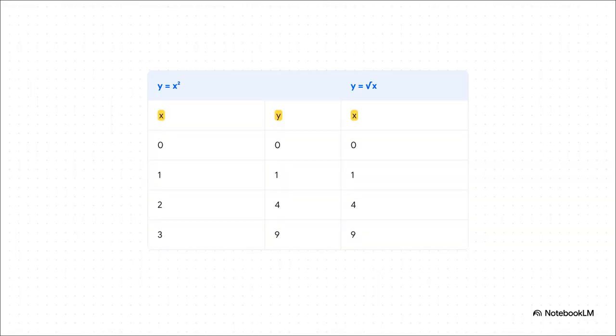And check this out. You can see that inverse relationship perfectly in this table. Look over on the left for y equals x squared. You put in a 2, you get out a 4. Simple enough. Now jump over to the right, to the square root function. You put in a 4, and what do you get? You get a 2. See that? The inputs and outputs literally just swapped places. That is the classic calling card of an inverse function.